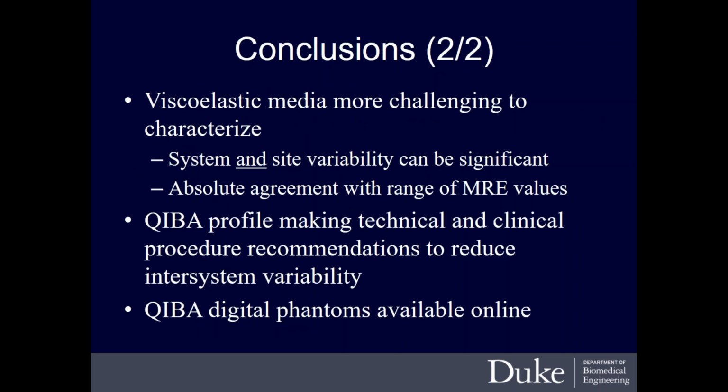We know that viscoelastic media are definitely more challenging to characterize because of their frequency dependence. We've shown that system and site variability could actually be equal confounders here right now. We actually have remarkably good agreement, I think, with all of the aggregate system data with MRE as shown in that violin plot. And taking all of these data into account, we have a first draft of that QIBA profile that's soon going to be ready for public comment. And we've also made available some digital phantom data for people to use in the research setting.